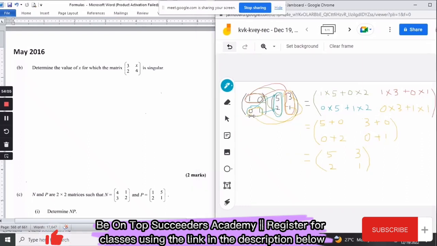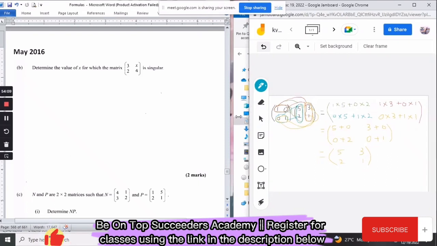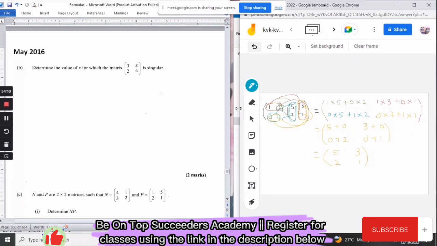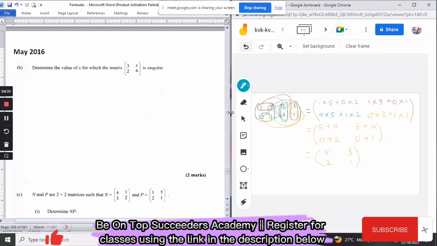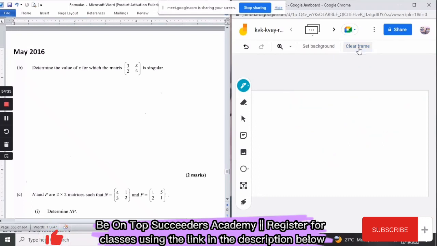Part B says determine the value of x for which the matrix 3, x, 2, 4 is singular. That's the first question on top there. So they are saying that this matrix is singular. And what do you all remember about a singular matrix, if you ever did it? For a singular matrix, when you find its determinant, you get it equal to 0.